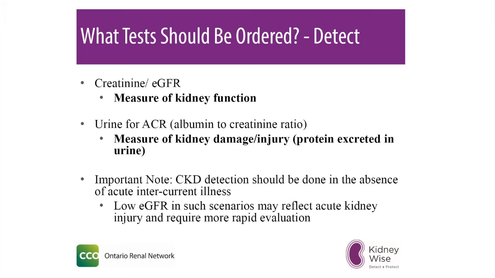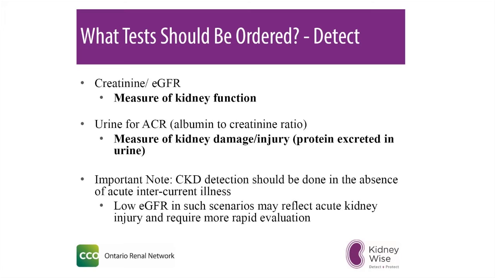The second test that should be ordered for all the patients identified as having risk factors for chronic kidney disease is a urine for ACR, or urine for an albumin-creatinine ratio. This is a measure of kidney damage or injury, and as mentioned earlier, measures the amount of protein excreted in the urine. These are the only two tests that the ORN recommends to diagnose patients with CKD who are at elevated risk. It is also important to note that when testing for patients who are at risk for chronic kidney disease, it should be done in the absence of an acute intercurrent illness.